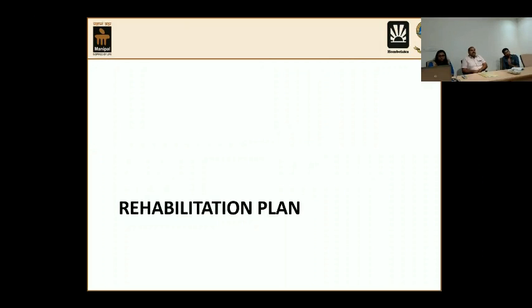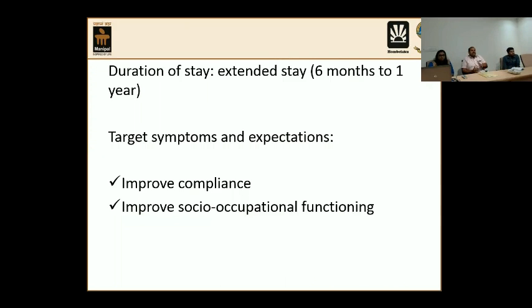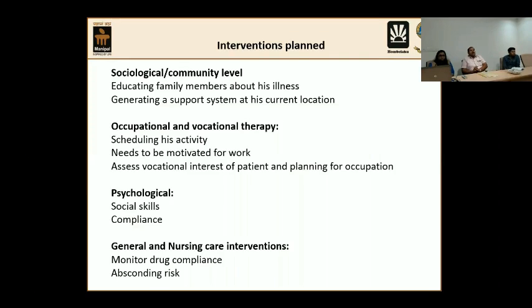In our rehabilitation plan, we generally divide into various subheadings. Duration of stay: initially, an extended stay of 6 months to 1 year was planned. Target symptoms were to improve compliance and socio-occupational functioning. Under these various headings, we have our interventions planned. Going to the psychological, that is the social skills.